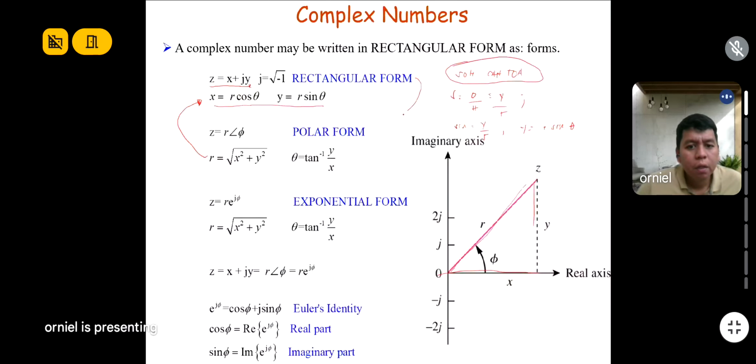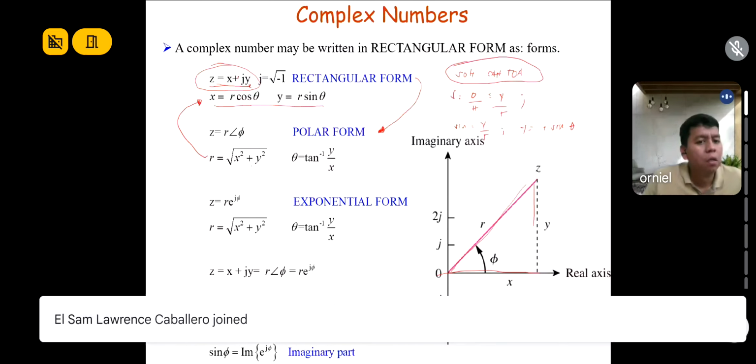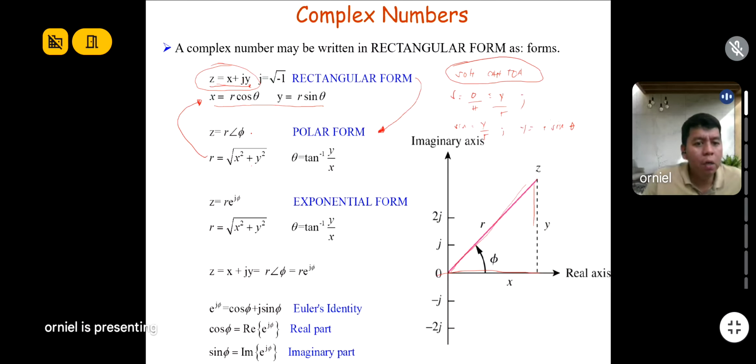Is it clear? Okay, so it is clear how it is illustrated. To convert rectangular into polar, from this equation, z is equal to x plus jy. Given x and y, you can have the value of r, and also get theta, so you have the polar form. Z is equal to R angle theta.